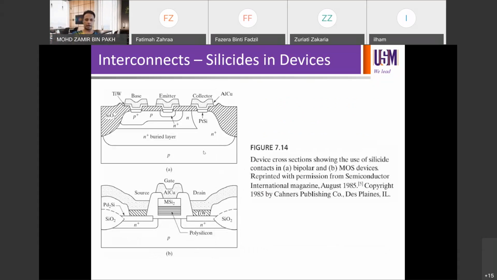And here you see N plus, P plus, self-align, AlCu contacts, titanium tungsten, palladium silicide. Yeah, so it really depends on which particular device you're working on. So there is no generic structure. Okay.